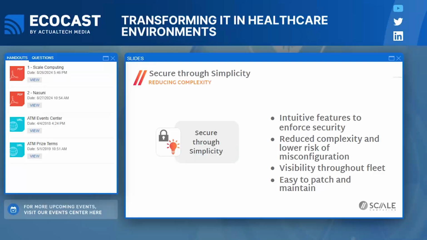Now, many of the features for SC Platform are related to this. All of the features I'm about to cover have a common thread, and it is simplicity. They have to be intuitive enough for users to actually implement without misconfigurations and with full visibility to maintain them.